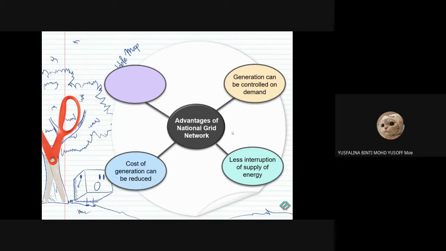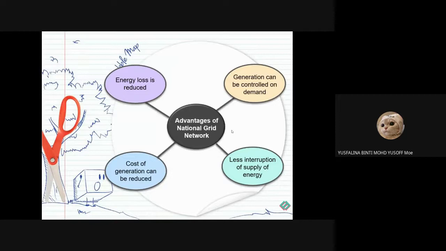Then another one is that the cost of generation can be reduced. You can see the national grid network can distribute the electricity to a wide area, which means you don't need to build many power plants, right? Maybe only one, and they can distribute to a lot of places. Because to build a power plant, it needs a lot of money, so this can cut the cost.